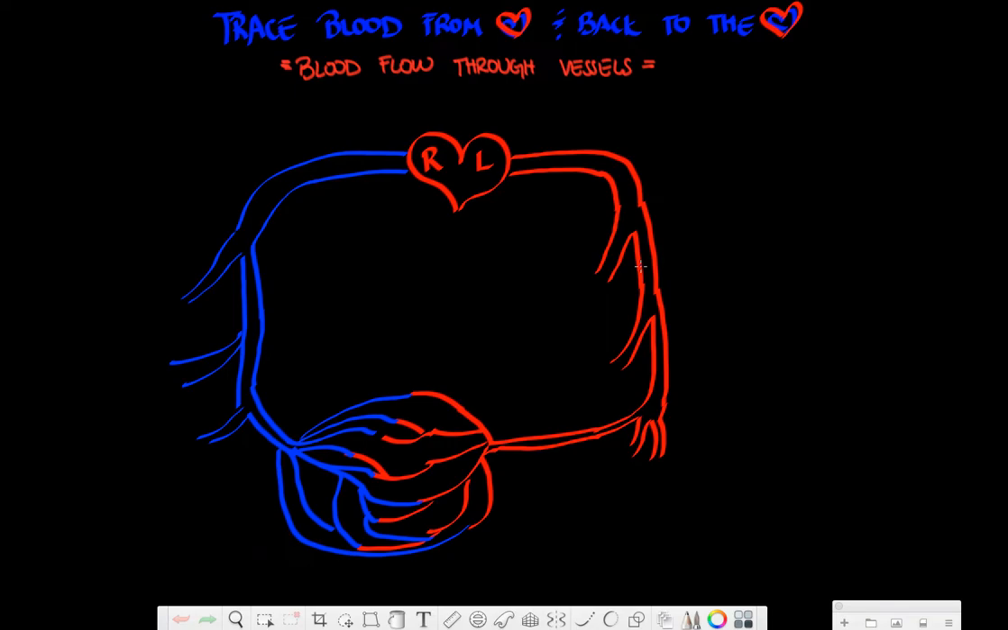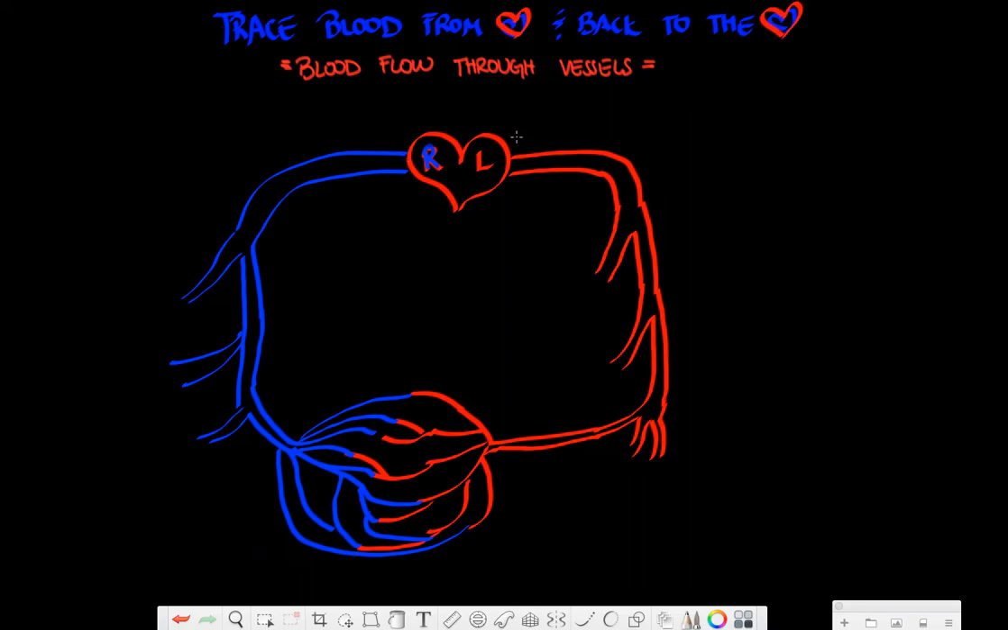After exchange has occurred with the tissues, the blood vessels are going to pick up deoxygenated blood and return it back to the heart, specifically to the right side of the heart. And so the right side is going to receive deoxygenated blood. So let's now examine the different blood vessels through which the blood is going to flow.